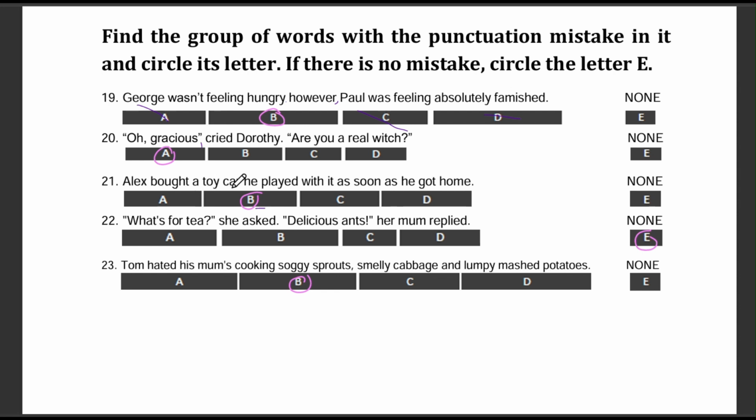Explanation. To connect these two ideas properly, we need a conjunction, like and, or some punctuation, like a semicolon, to separate them. Why not the others? Option A is perfectly fine as it is.